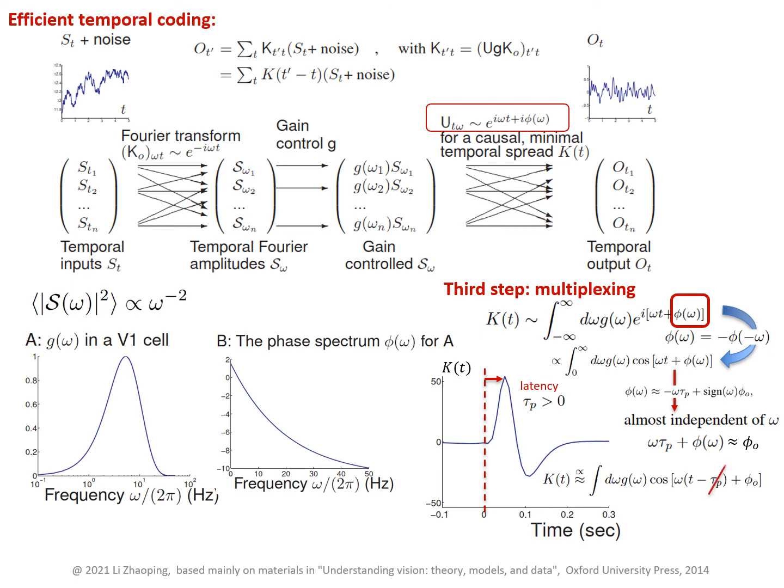If tau p equals 0 and phi naught also equals 0, then K(t) will peak at time t equal to 0. In fact, it will be an even function of time because the cosine function is an even function of time. And therefore, it is actually a center-surround function peaking at time 0, analogous to spatial coding, if we recall. Therefore, its value K(t) will be non-zero for negative time, violating causality. Of course, in spatial coding, causality is not an issue.